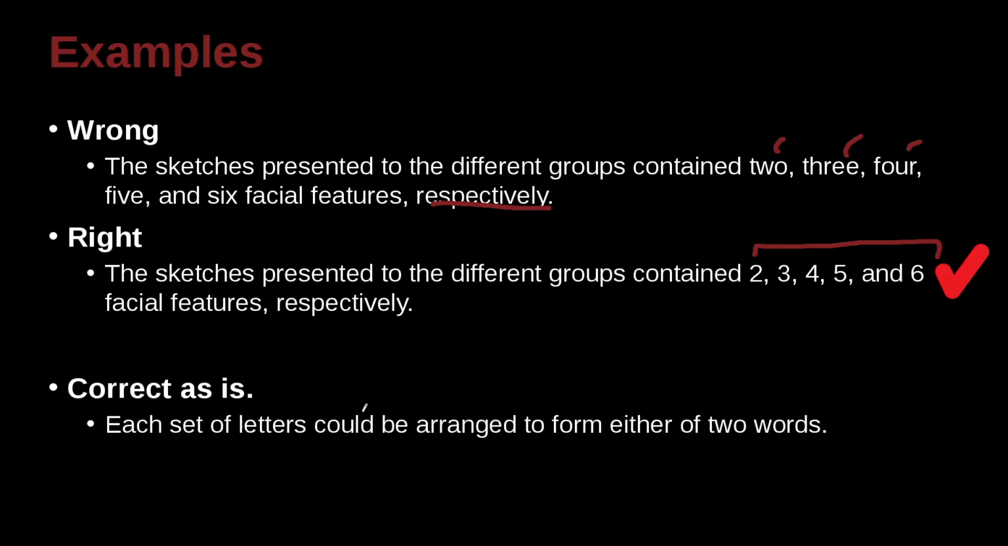Each set of letters could be arranged to form either of two words. Less than 10, so that's pretty obvious. It looks a little bit complicated because here we've got this "either," but it's not another number, so we're not comparing numbers. We're not having a series of numbers, so we just spell it out, two.